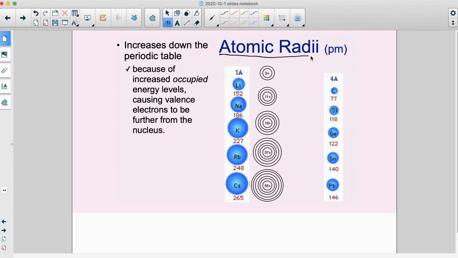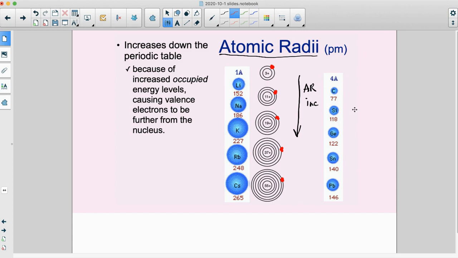So for atomic radii, remember atomic radii is the size of an atom, size being defined in different ways, but basically the size. Based on this data, we can see that the atomic radii increase as we go down. I'm going to use AR as an abbreviation for atomic radii. As we go down, we are occupying an additional energy level, an additional shell of electrons in the atom. Each of these atoms in group 1 has 1 valence electron. That valence electron is getting further and further from the nucleus. This is making the atom larger.